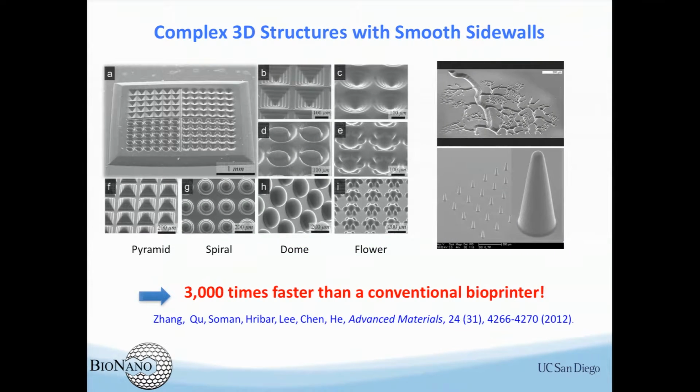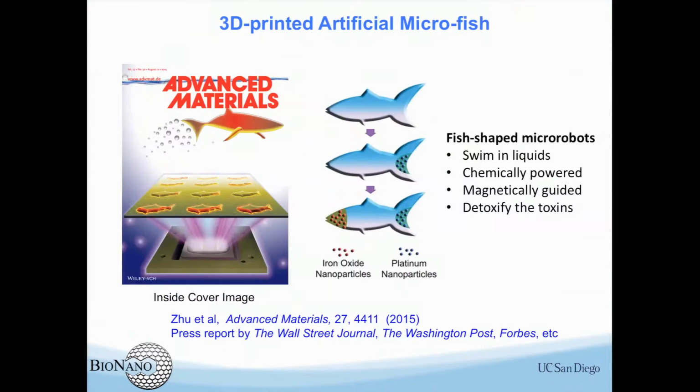And you can make very smooth curvatures because you are printing this in a continuous fashion without stopping, right? Without scanning. So it's several thousand times faster than a traditional printer. So time is very important, and also resolution is very, very important. We can print structures as small as micron and even nanometer scale.